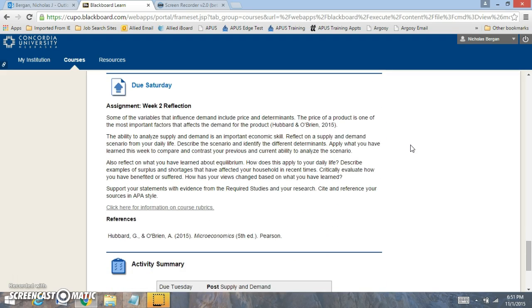Also due by Saturday, you're going to have reflection number 2. Reflection number 2 is going to look at the challenges that we're facing with equilibrium prices. You'll notice that equilibrium prices influence our daily lives. You want to look at one shortage and one surplus, and how that shortage and surplus has influenced decisions that you have to make, and how you would solve for that if you were a store. So what would be some solutions for you to solve for that?